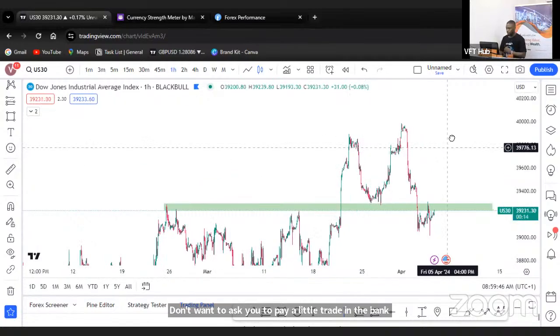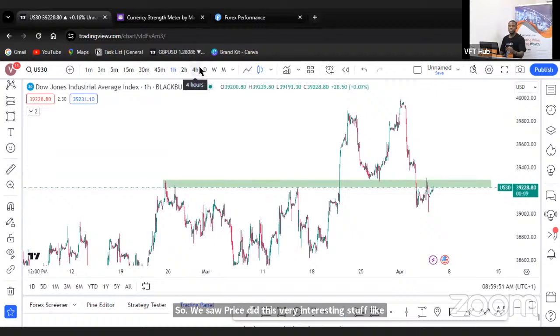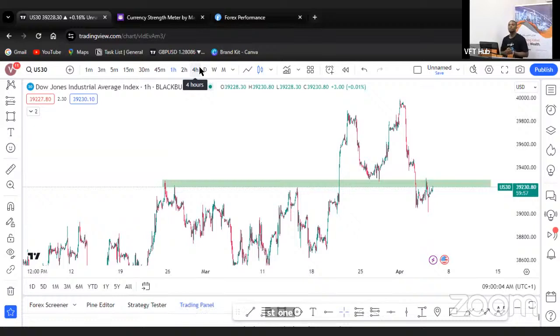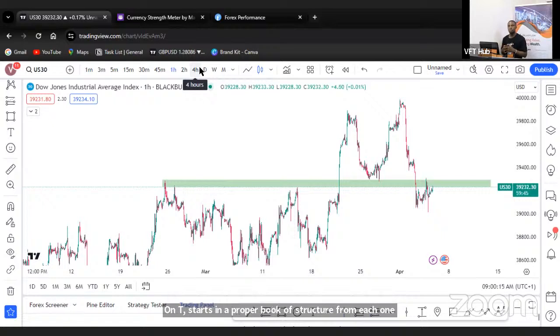So we saw price did this very interesting stuff. Like we said, US30, the indices, all of them, S&P 500 and NAS 100, they've been bullish for quite some time now. What we are expecting is to maximize every pullback we see, take it to the upside until we start seeing a proper break of structure from each one, price creating multiple lower highs and lower lows to the downside. And until we see that with a lot of confirmation, we don't want to start selling with full margin, right? We don't want to bank on those sales.